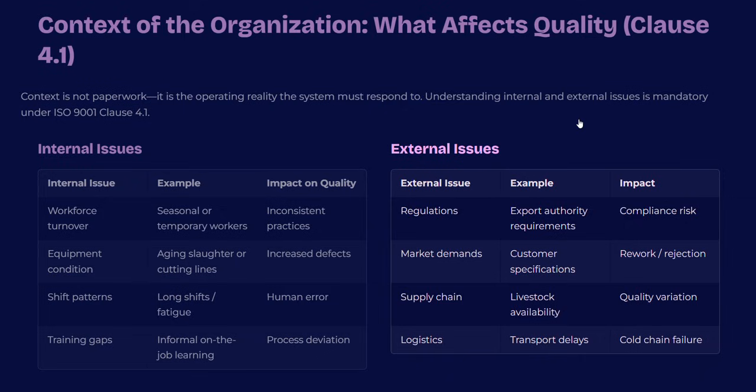Supply chain, another external issue. Example, livestock availability. It affects quality through variation. Logistics, external issue. Example, transport delay. It affects quality because of cold chain failure.